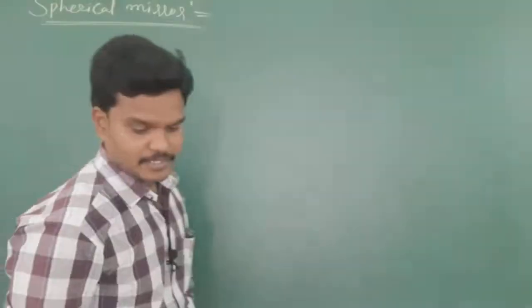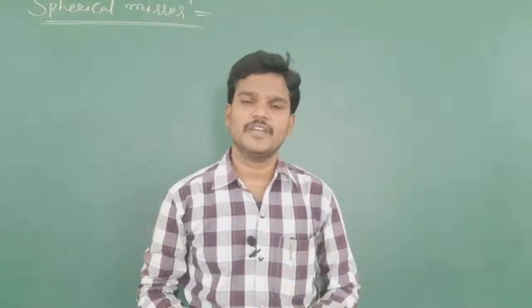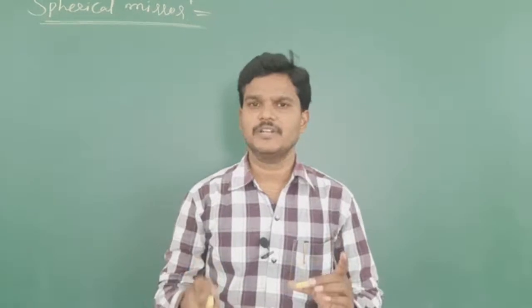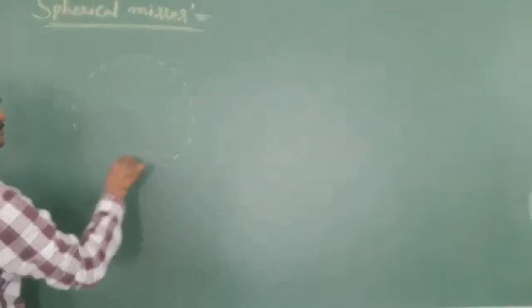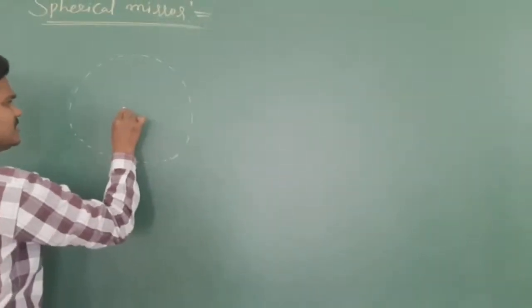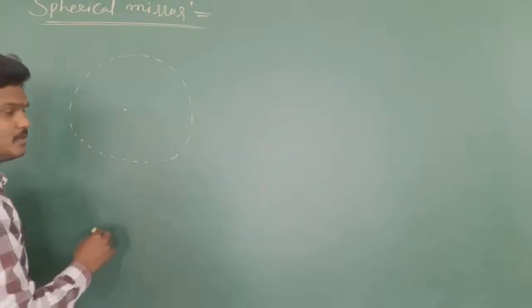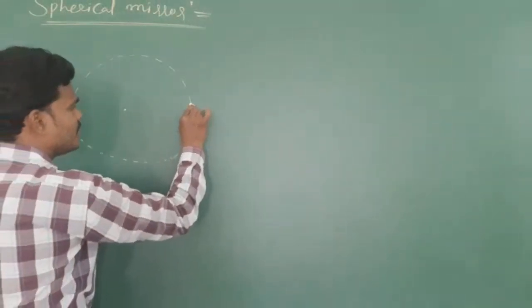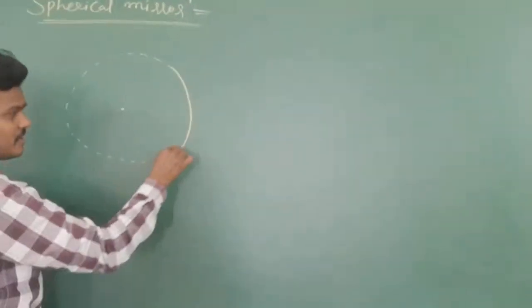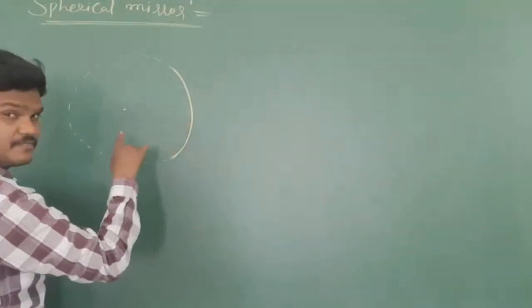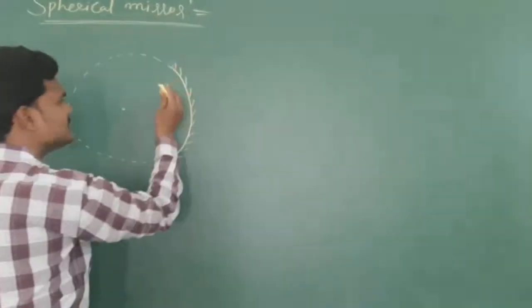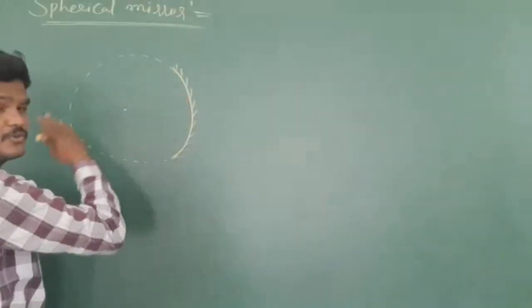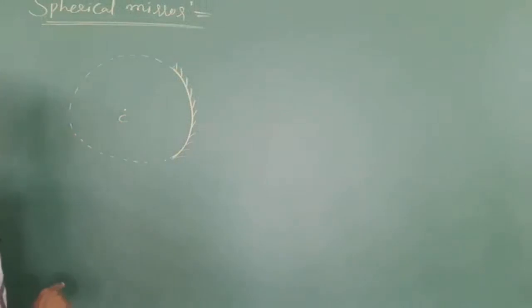See, a spherical mirror is nothing but a small part of a hollow sphere. Just imagine a hollow sphere. See, this is the hollow sphere, and C is the center of curvature of the hollow sphere. The small portion of a hollow sphere in which the inner part is reflecting, meaning if this part is polished, then whatever light is incident on this is going to be reflected, and this is the center of curvature.